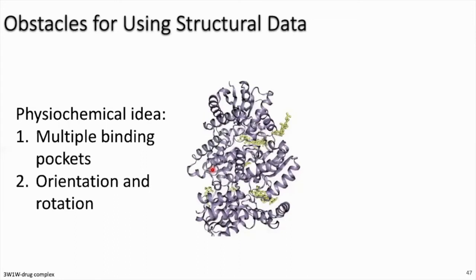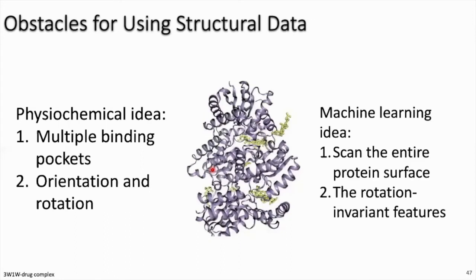But we still want to use the structure data. So we want to solve this problem from a new angle, from the machine learning aspect. So instead of identifying the optimal binding pocket, we will try to scan the entire surface of the protein.